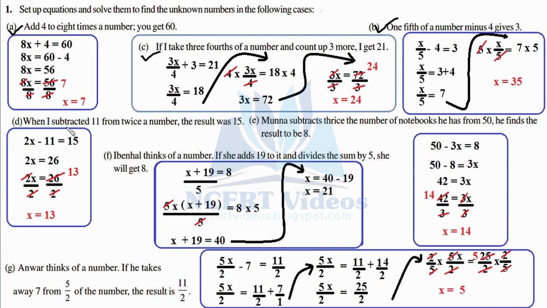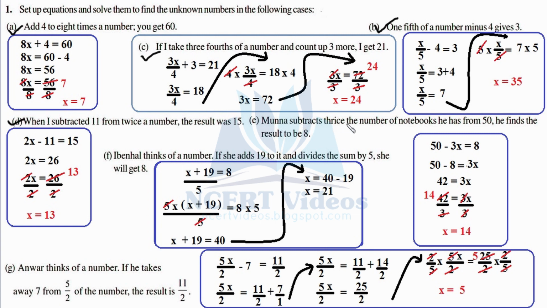D. When I subtracted 11 from twice a number, which will be 2x, and he subtracted 11, so minus 11. It gives him 15. Therefore equals 15. That's your equation. 2x, transpose 15 plus 11 is 26. Get rid of this 2. Division by 2 on both sides. 2 cancels. x equals 13, 2 13s are 26. x equals 13. Now checking. 2 13s are 26 minus 11 is how much? 15. That's correct.